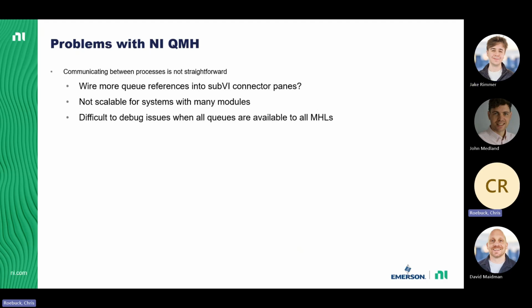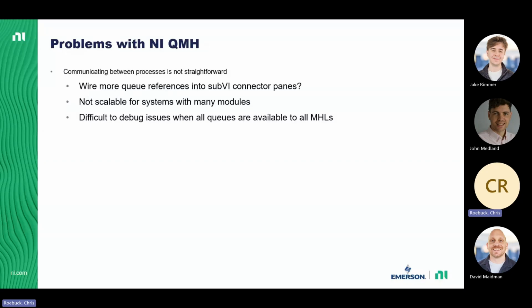So they're less scalable. They're difficult to debug when all queues are available to all message handlers, because now I've got the situation where multiple queued message handlers have the ability to enqueue data into each other's message handling loops. So when I see something happening in a message handling loop, I've got no way of knowing, well, who told it to do that?